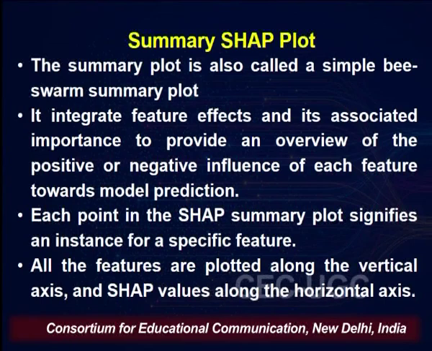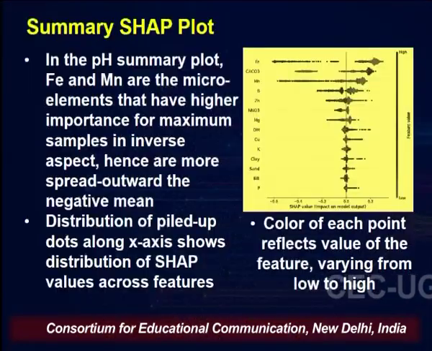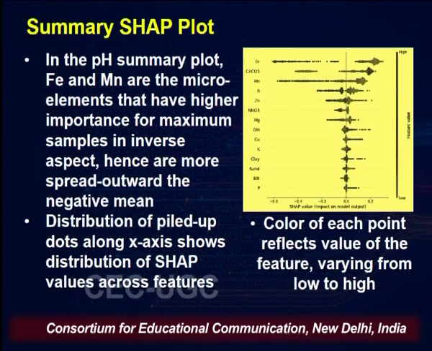So, here we use the different features. All the input features are plotted along the vertical axis and the SHAP values are on the horizontal axis, and each point in the SHAP summary plot will denote an instance for a specific feature. So, that way you can view this as a collection of the many instances that a data set is having. If we look into this plot, it is something like this. We have just seen a very similar kind of plot in one of our earlier examples.